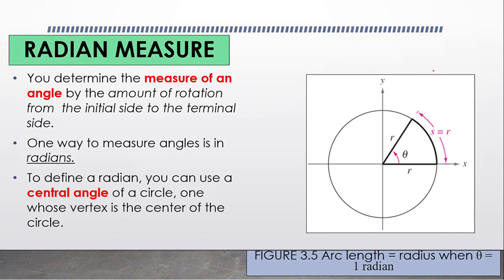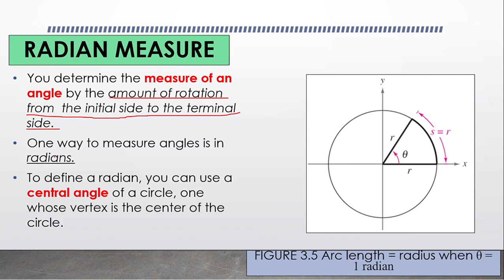Radian and degree measure. You determine the measure of an angle by the amount of rotation from the initial side to the terminal side. The measure of an angle is obtained by the rotation from the initial side to the terminal side.